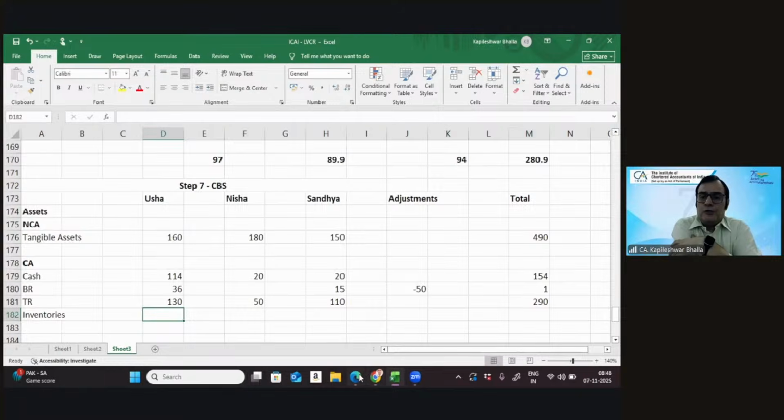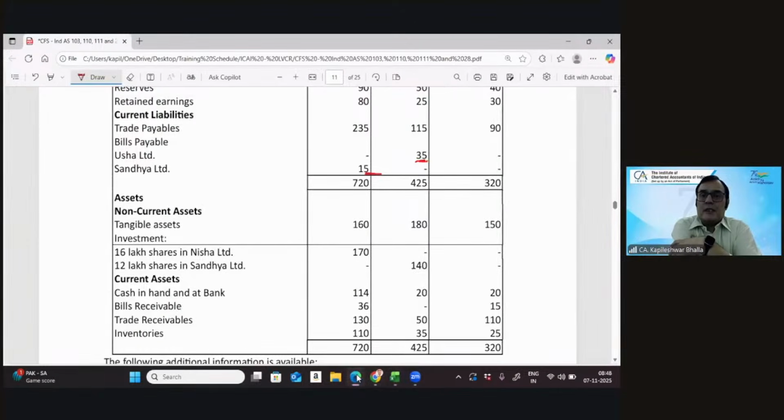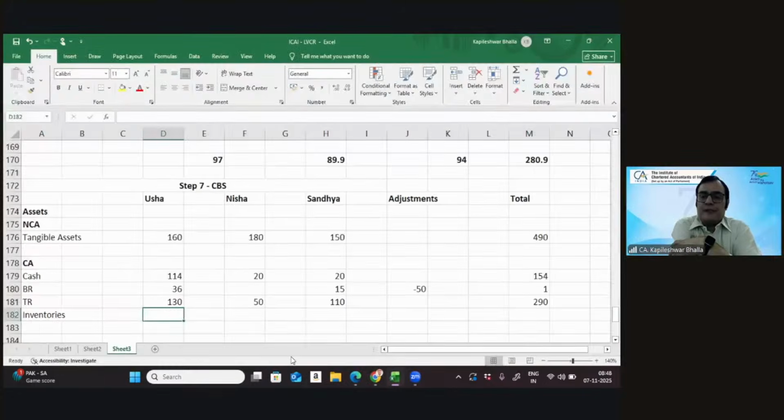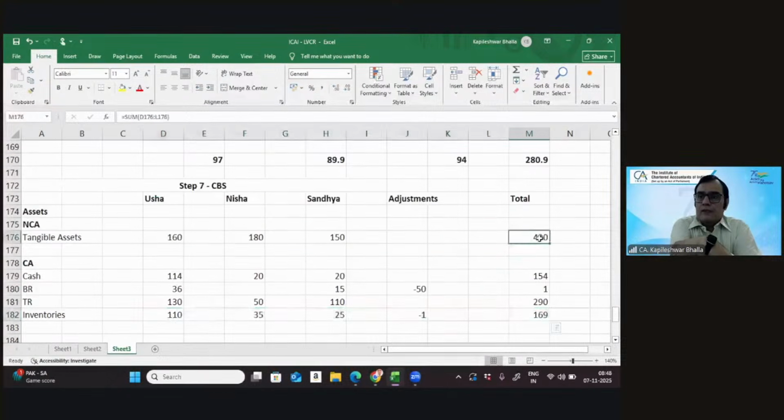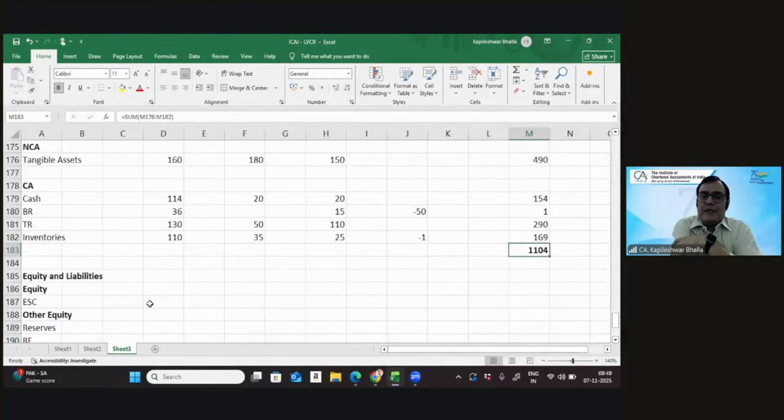Then there is inventories. Inventories are given, it's 110, 35, 25. And I think there was a stock reserve to the extent of 1. So that stock reserve gets eliminated from the inventory. Done. Okay, so I think this is on the asset side. So we get the total as 1104. Let's go to the liability side now.